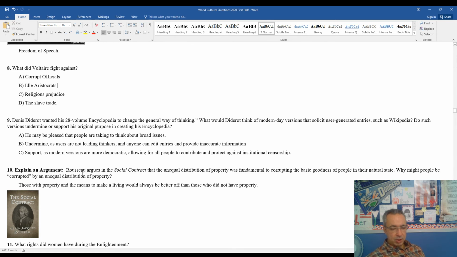Explaining an argument, Jean-Jacques Rousseau. He argued in The Social Contract, pictured down the bottom here, that the unequal distribution of property was fundamental to corrupting the basic goodness of people in their natural state. Why might people be corrupted by unequal distribution of property? So his argument was that those with property and the means to make a living would always be better off than those who did not have property. So what he was really advocating for was more equity within the government and within the citizenry.